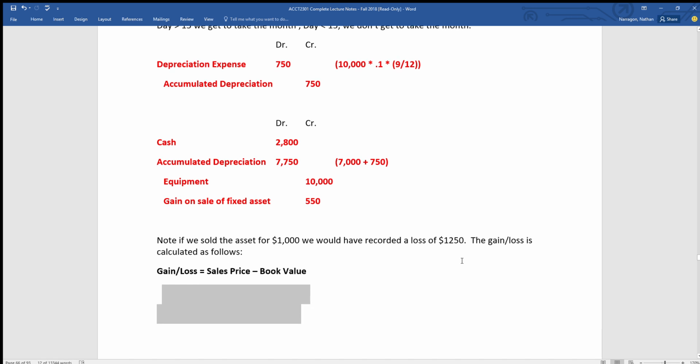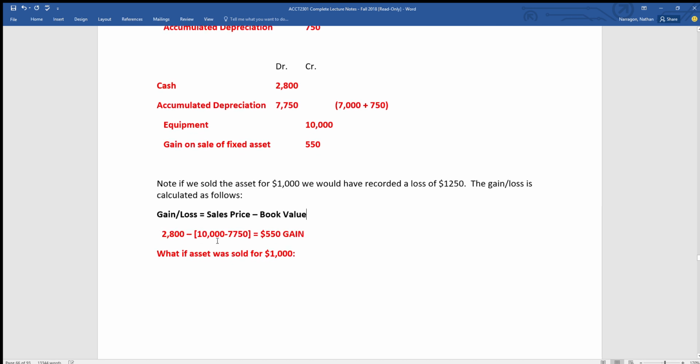Let's say the asset now sells for $1,000. We need to record the loss of $12,500. Why is that? Well, here's the formula that we just used. If I take 1,000, my sales price, minus the book value, which is 10,000 subtracted by its accumulated depreciation, we're going to find out that this is going to turn into a negative number. Again, this book value outweighs our sales price.